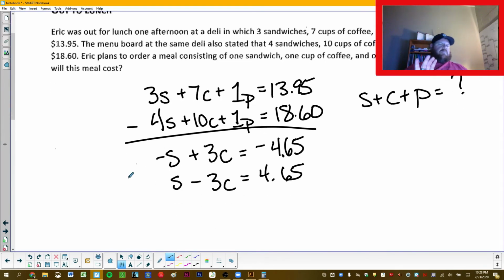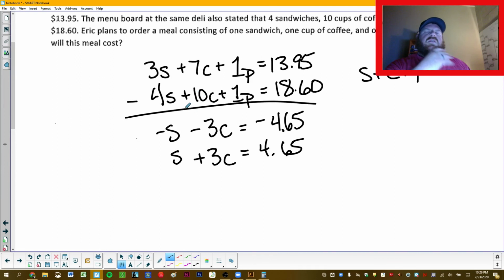That's fine, but not really as helpful as I wish it was. So we need a way to manipulate this and get rid of some other things. Oh, I guess this is probably incorrect here. This would be minus 3 cups of coffee, so this would be plus 3 cups of coffee. But we still are at the same issue.